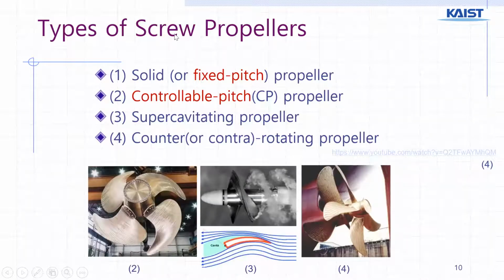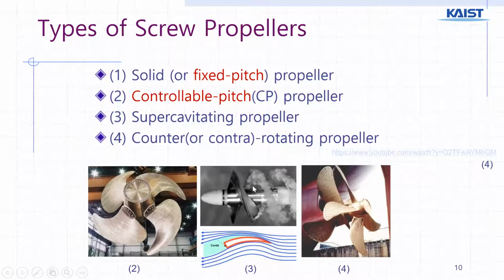And different types of propeller. The fixed pitch propeller is the traditional one. A controllable pitch propeller is like this picture, so that the hub or root of the propeller can be rotated here. So each blade can be rotated so that the angle of attack or pitch can be controlled by the captain.